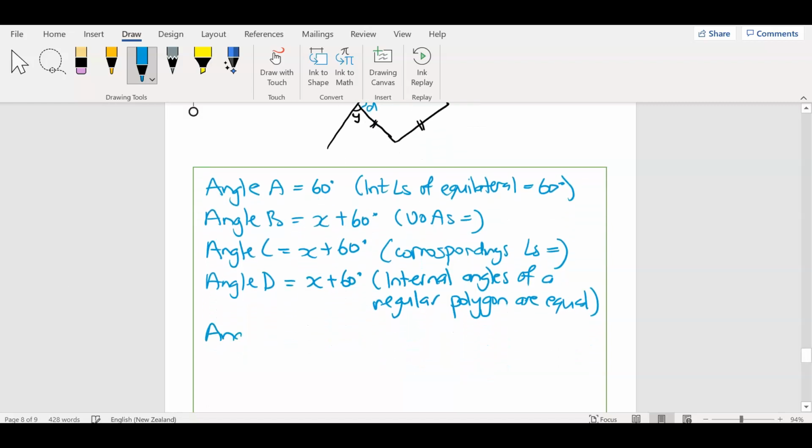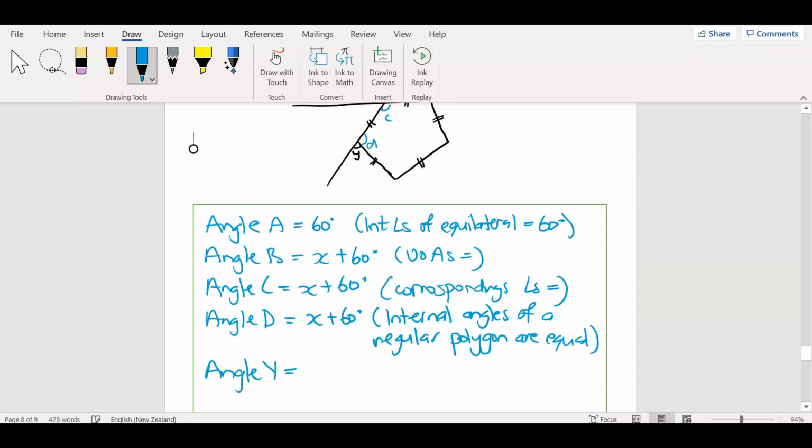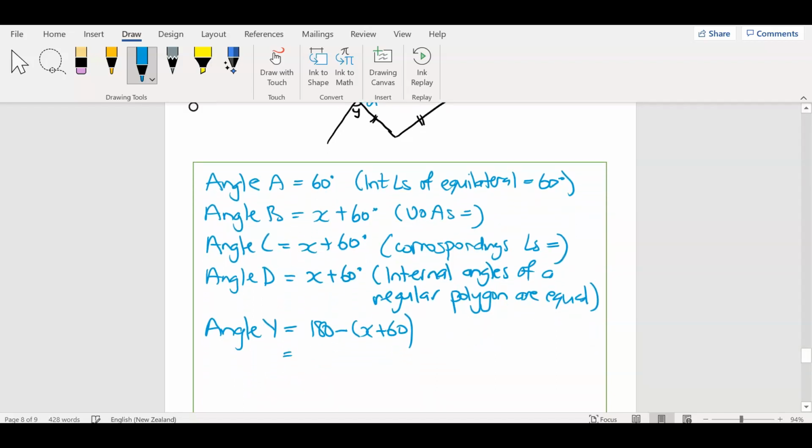This is what the question's been asking us all about. Angle Y. If you think about it, angle D and angle Y, they're both on that straight line, which means they're going to sum to 180 degrees. So if we go 180 minus angle D, that leftover amount should be angle Y. So let's expand the bracket. It's going to be 180 minus x minus 60, which means 120 degrees minus x is equal to angle Y. And that there is the expression we were looking for.